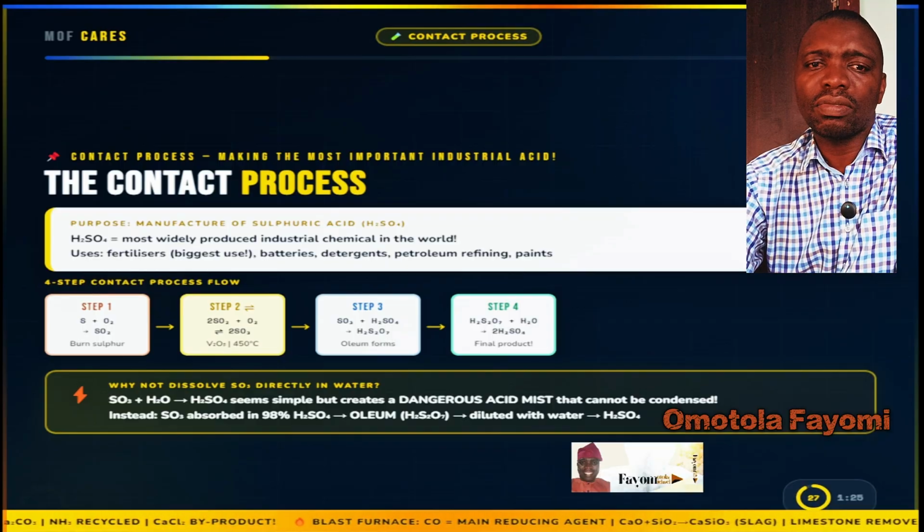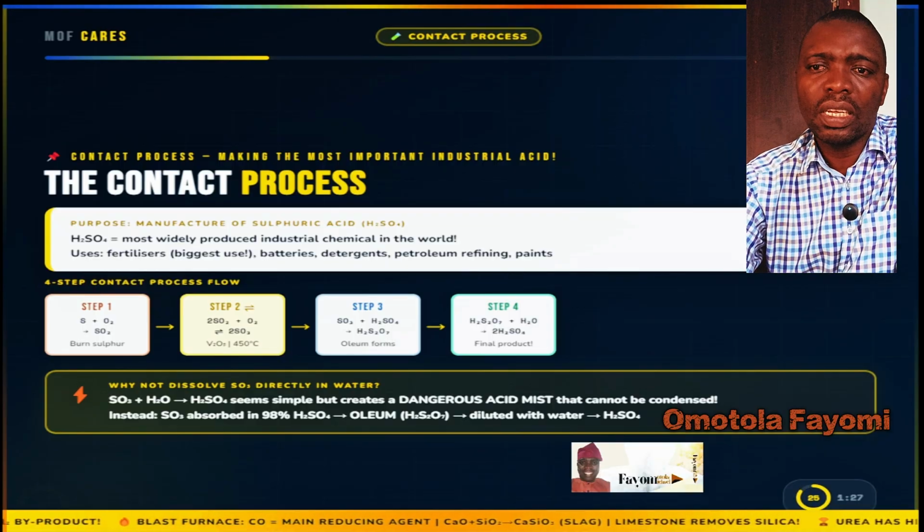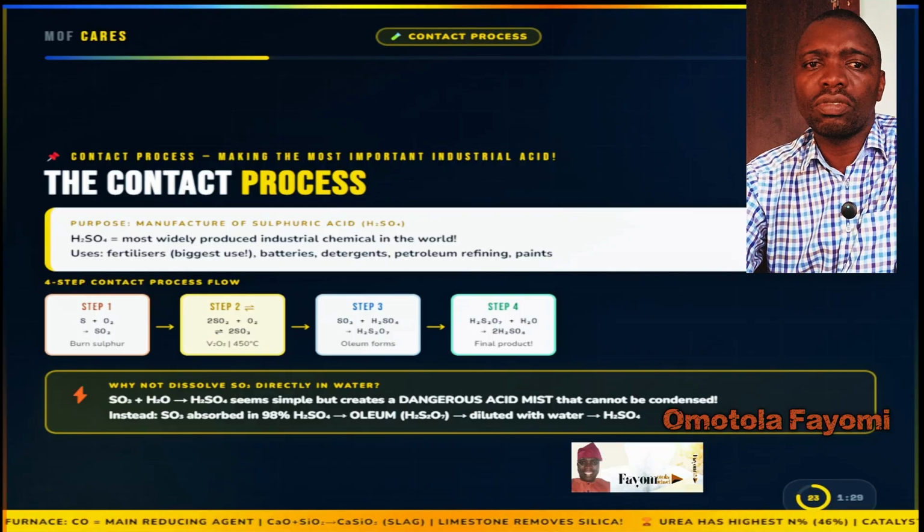The Contact process has 4 distinct steps. Step 1 is to burn sulfur in air, that's oxygen, to produce sulfur dioxide.